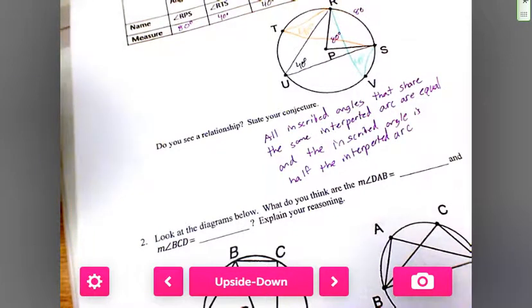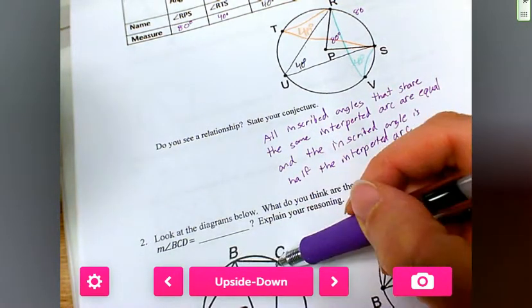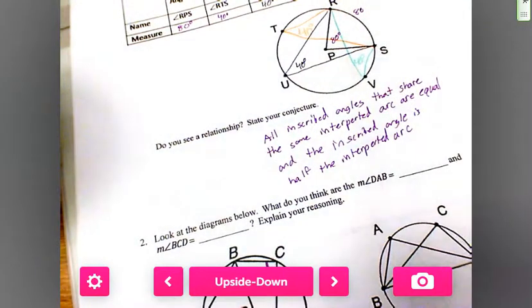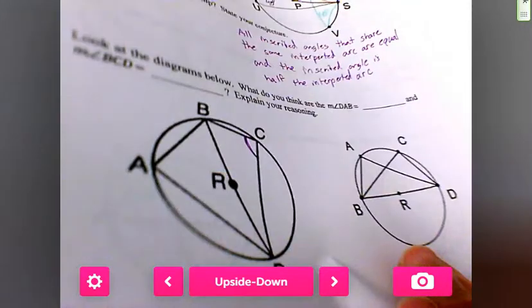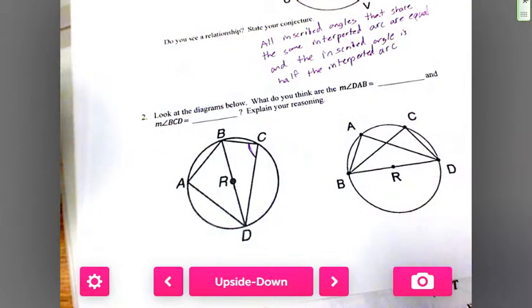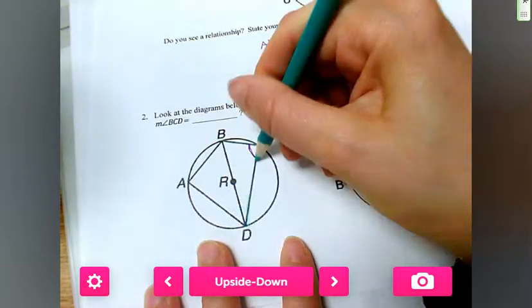All right. So we're looking at angle BCD. So we want to know what this angle is right here. What do we think it is? Okay, so let's look, because we actually know the answer to this, even though there's not a thing there. So I'm looking at this right here.